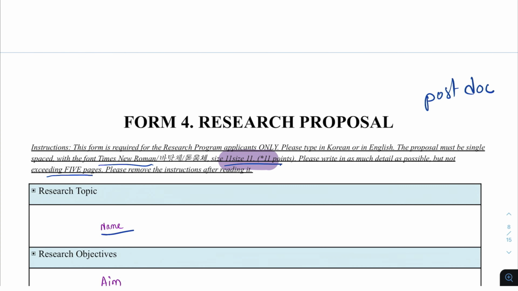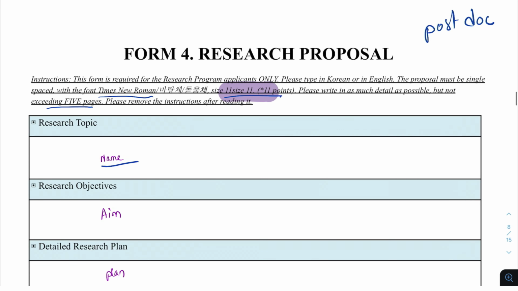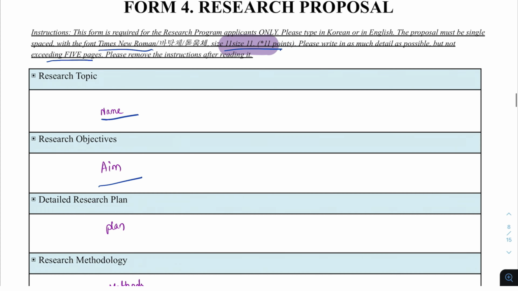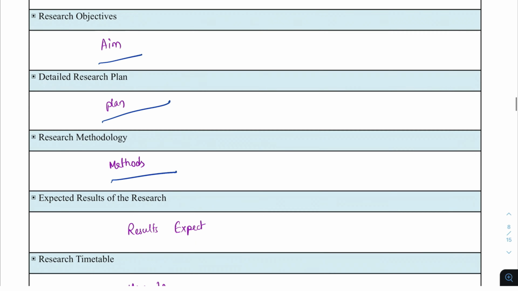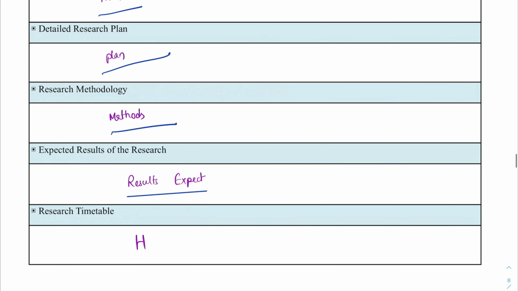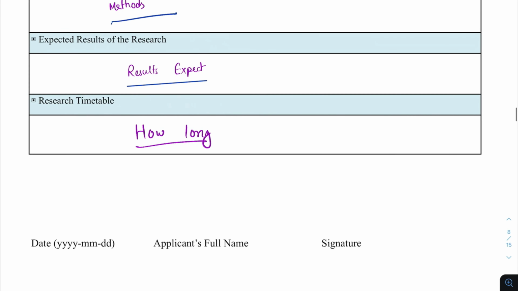and the name of the research topic, the main aim, the plan of your work, and then what are the methods you will use, and then what is the result that you are expecting, and next is how long it will be. So here also don't forget to mention your date, applicant name and the signature.